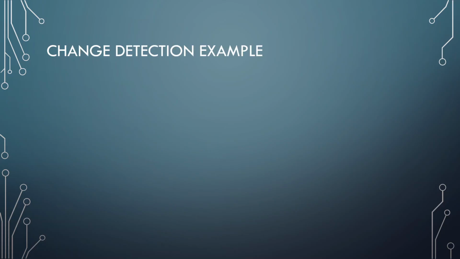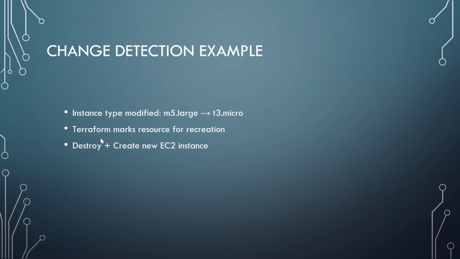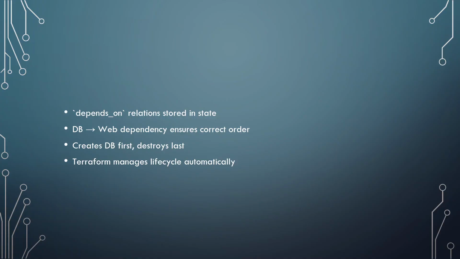Next, we'll see a change detection example. Suppose we have instance type m5.large and we change it to t3.micro. So Terraform asks for resource recreation. Then it will destroy and create a new EC2 instance. It will depend on the relation stored in state, DB and web dependency. So Terraform will first create the DB, then create the web, and on destroy, destroy the web, then the DB. See, this order is stored in state. So you never need to manage dependencies yourself.